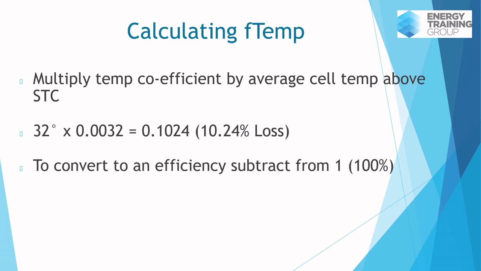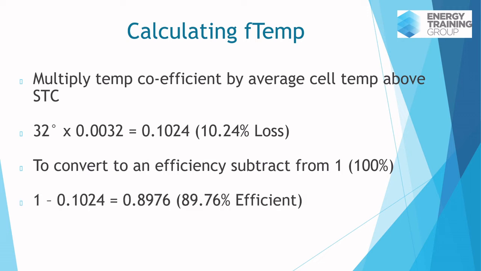Now to convert that to an efficiency, we subtract from 1. So 1 minus 0.1024 equals 0.8976 or 89.76% efficient.